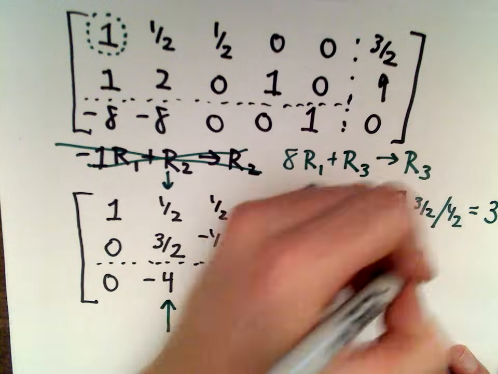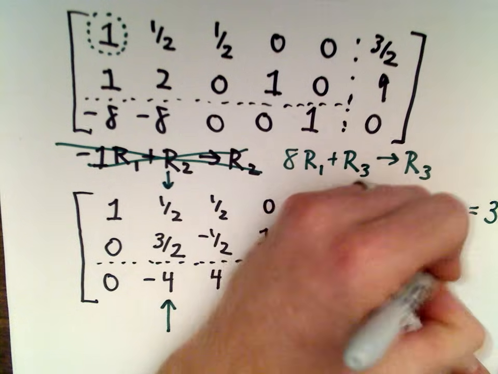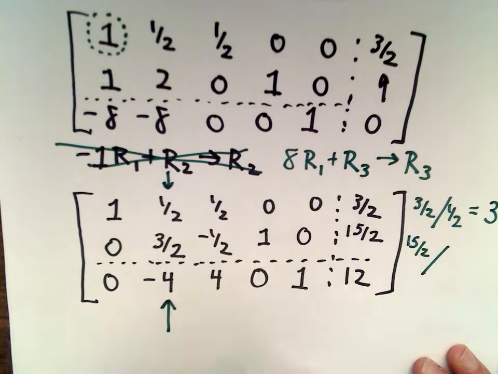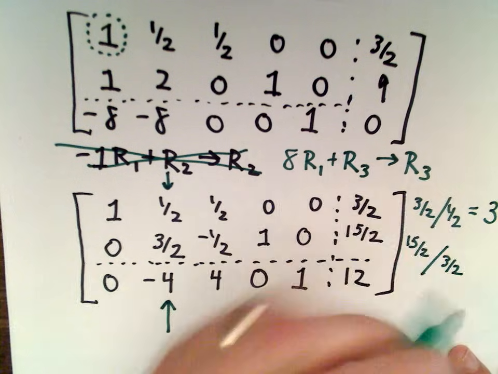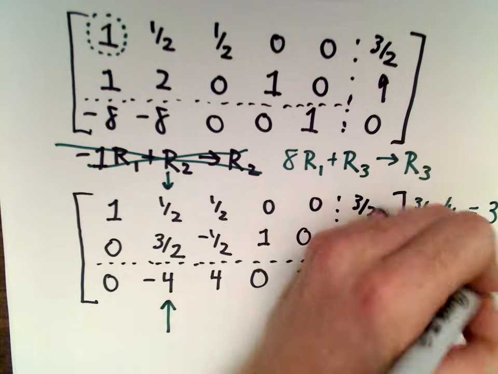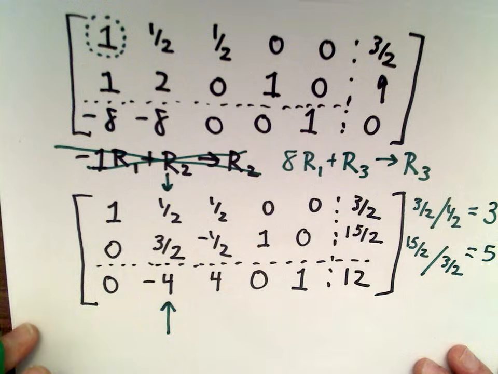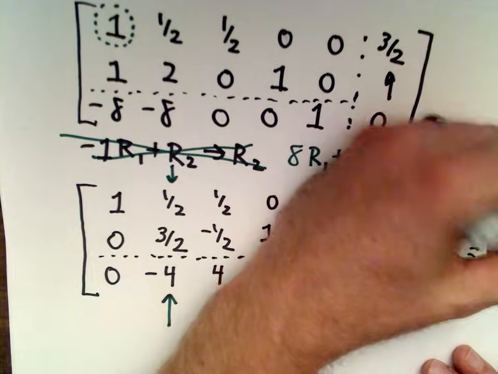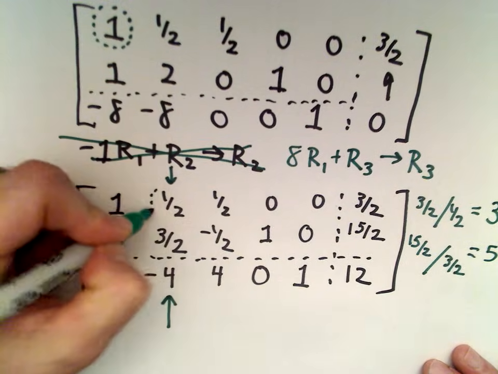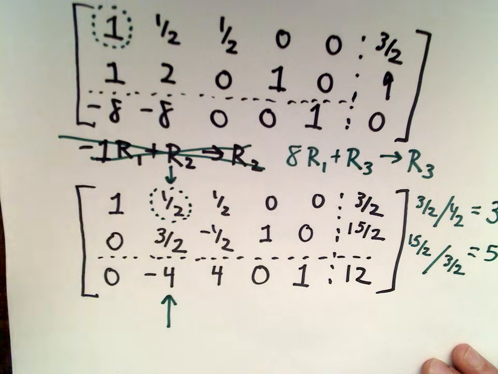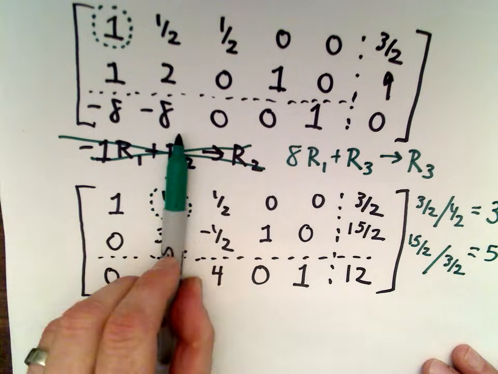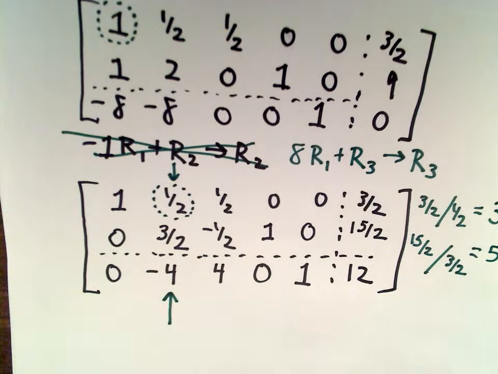And then I do the same thing. I take 15/2 and divide that by 3/2. That's going to leave me with 15 divided by 3, or 5. Well, 3 is the smaller number, so that means my first row, second column, that's going to be my pivot element.